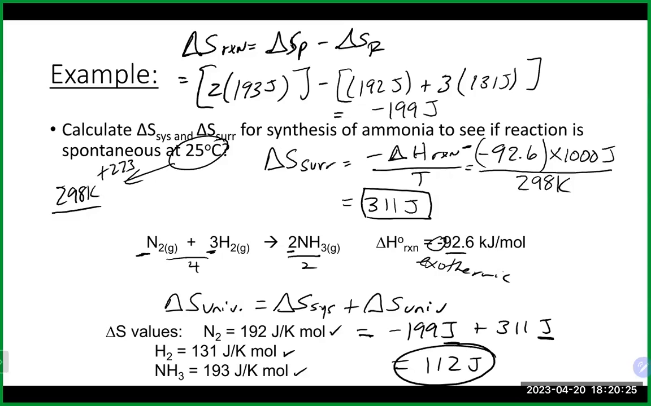Is this reaction spontaneous? This reaction is spontaneous, as our delta S of the universe is a positive number. This is also an example of a reaction that is spontaneous but really slow if you don't put a catalyst in it. So again, it has nothing to do with how fast or slow.